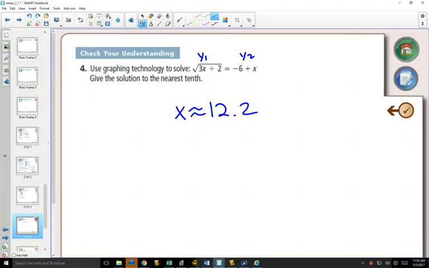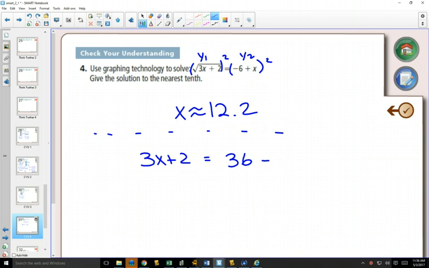You would want to get rid of your square root. How do you get rid of square root signs? You square it. So the first thing you would do is square both sides, and you would get on this side 3x plus 2, because squaring would get rid of the square root. On this side, you would get this whole thing squared, and when you square negative 6 plus x, you're going to have to FOIL. When you FOIL that out, you get 36 minus 12x plus x squared.